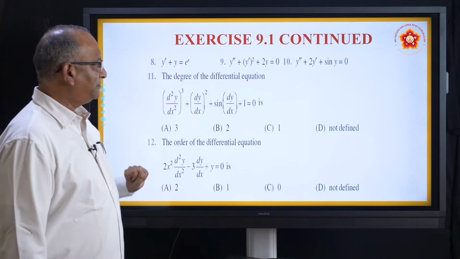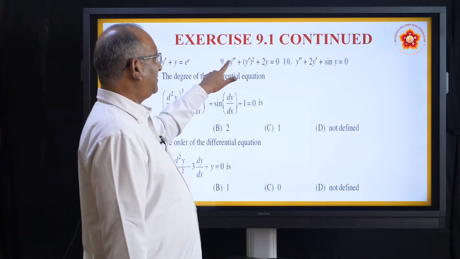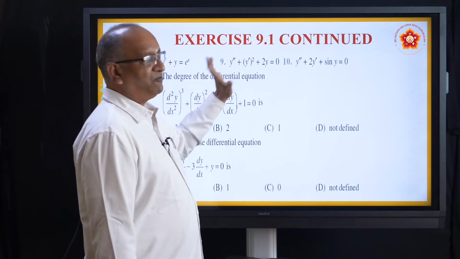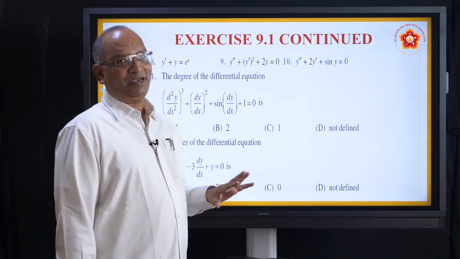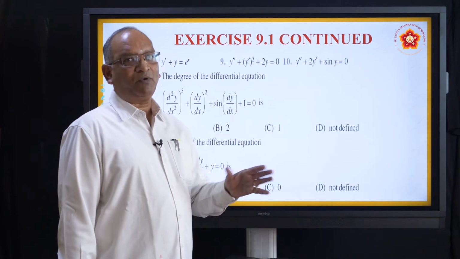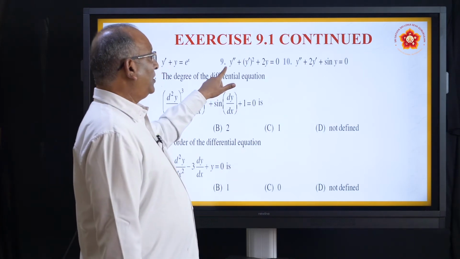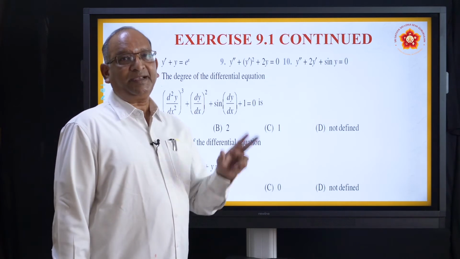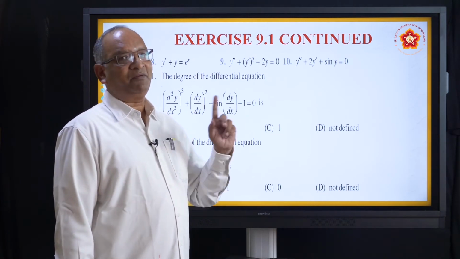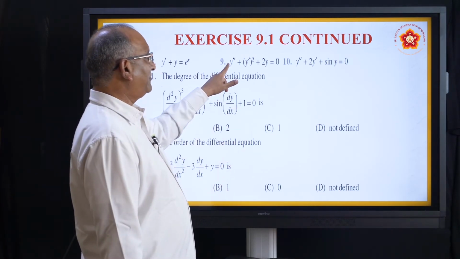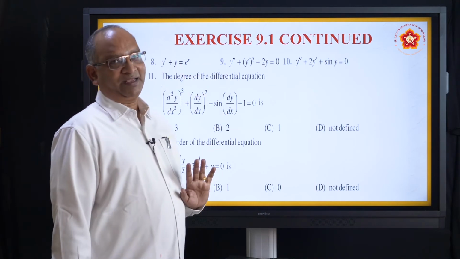Come to the ninth problem. Here you have y double dash and y. The highest order is y double dash. Y double dash means d2y by dx square, so the order is 2, a second order derivative. What is its power? The power is 1. So it is a second order equation with degree 1.